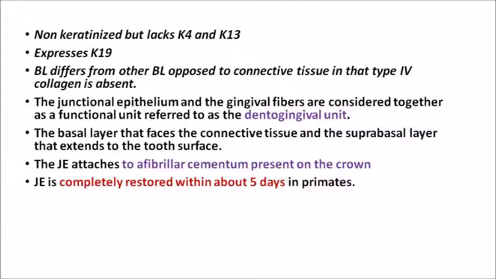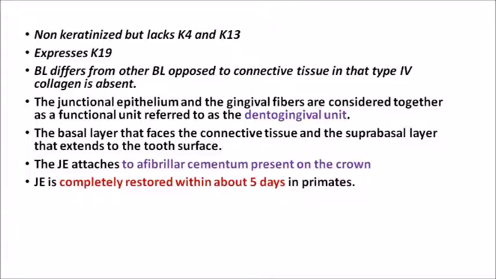layer and suprabasal layers. The basal layer faces the connective tissue and the suprabasal layer is facing the tooth surface. How is it attached to the tooth surface? It attaches to the afibrillar cementum present on the crown surface. So basically junctional epithelium is attaching to the cemental surface and not to the enamel surface, right?